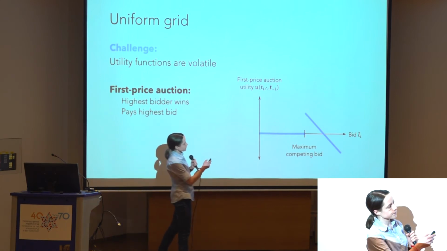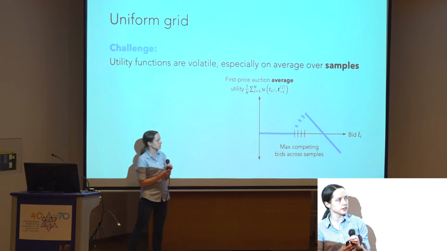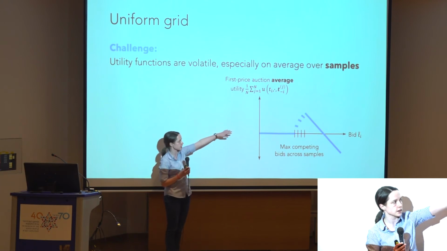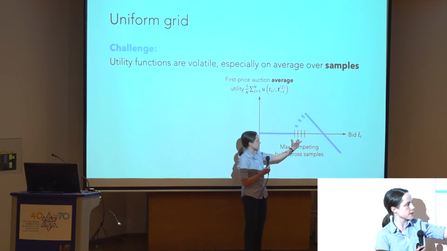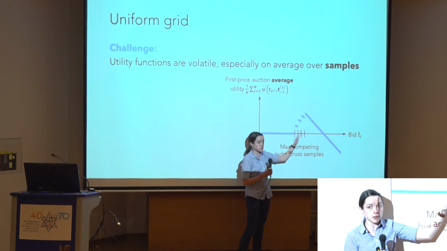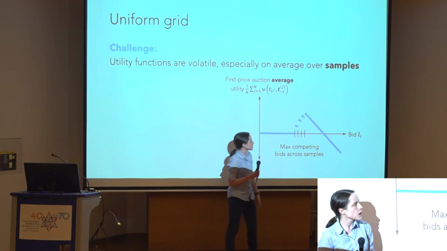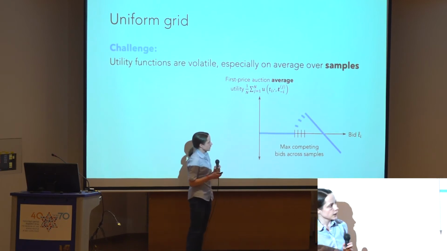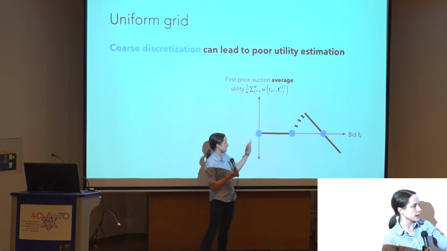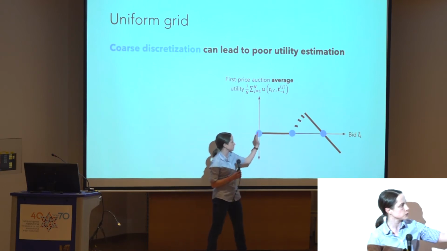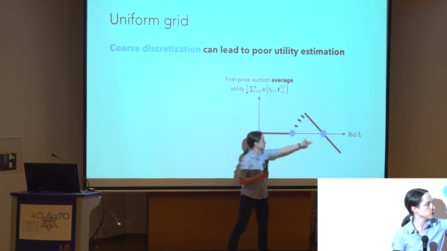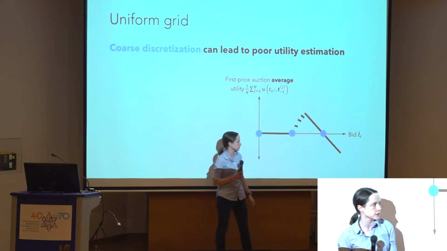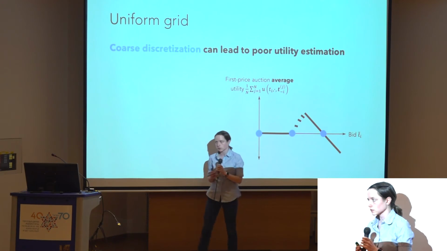Okay, so the volatility of these utility functions is only exacerbated when we're looking at average utility over a set of samples. Because here, for example, if we have 4 samples, and each of the maximum competing bids falls at one of these 4 lines, we're going to have many more jump discontinuities, 1 per sample. And just for example, if we were to measure agent i's utility as a function of their bid using some grid, for example, these blue dots, we could totally miss out on the interesting portions of this utility function. We might think that their utility is just 0 no matter what their bid is.